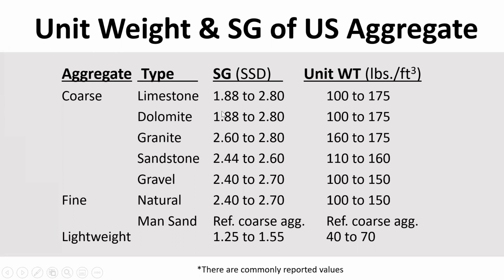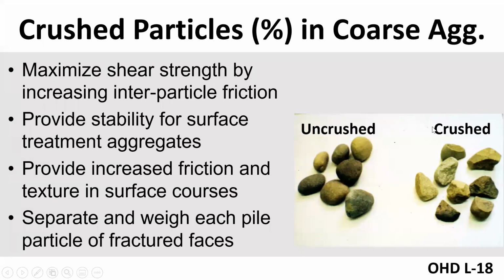So for this, these are just common numbers. For specific gravity, for coarse aggregate or fine aggregate, depending on your geology, it's here. You can also talk about unit weight. And again, these are just general numbers. They may not be exact for what your aggregate source is.